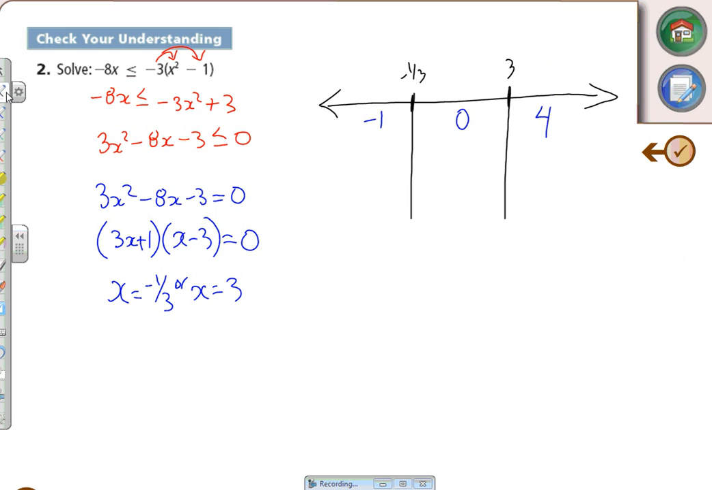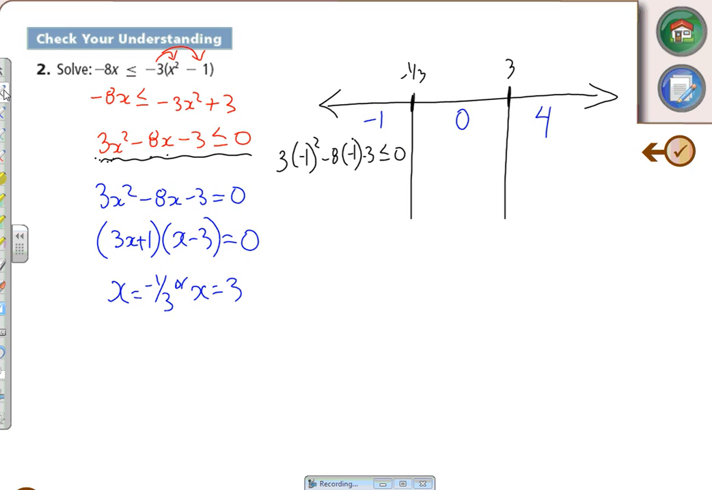Plug these in again to either the original or this. I'm going to take it off of this one and say, where is it? Does it make it a true statement? So 3 times negative 1 squared minus 8 times negative 1 minus 3. Is that going to be less than or equal to 0? Well, we know it's not going to be equal to 0 because equal to 0 is at the critical values. That's why we never ever want to choose a critical value, because it'll always come up as equal to 0. But we want to know, is it going to be less than 0?